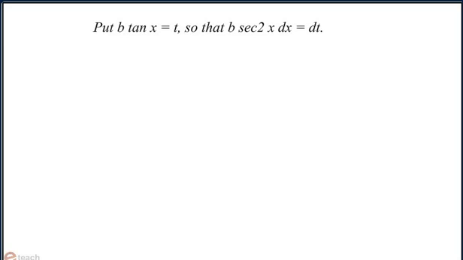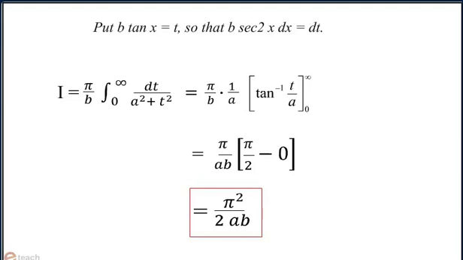Now putting b tan x equals t, so that b sec square x dx equals dt. Now after further substitution, we get I equals pi by b into integration 0 to infinity dt divided by a square plus t square. After integration and putting the limits, we get the final answer as pi square divided by 2ab.